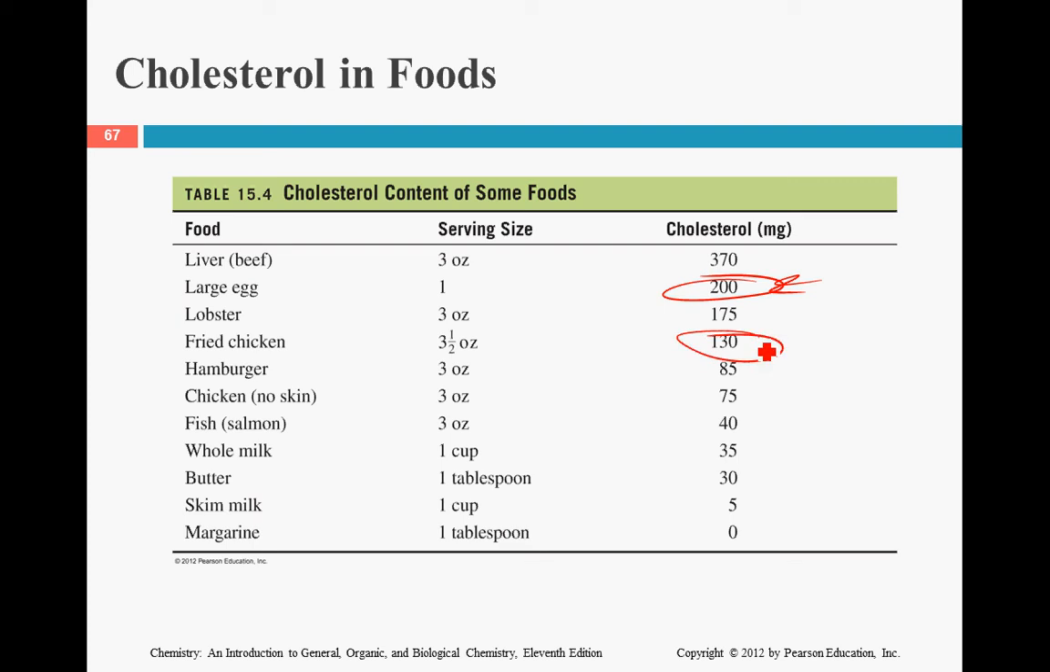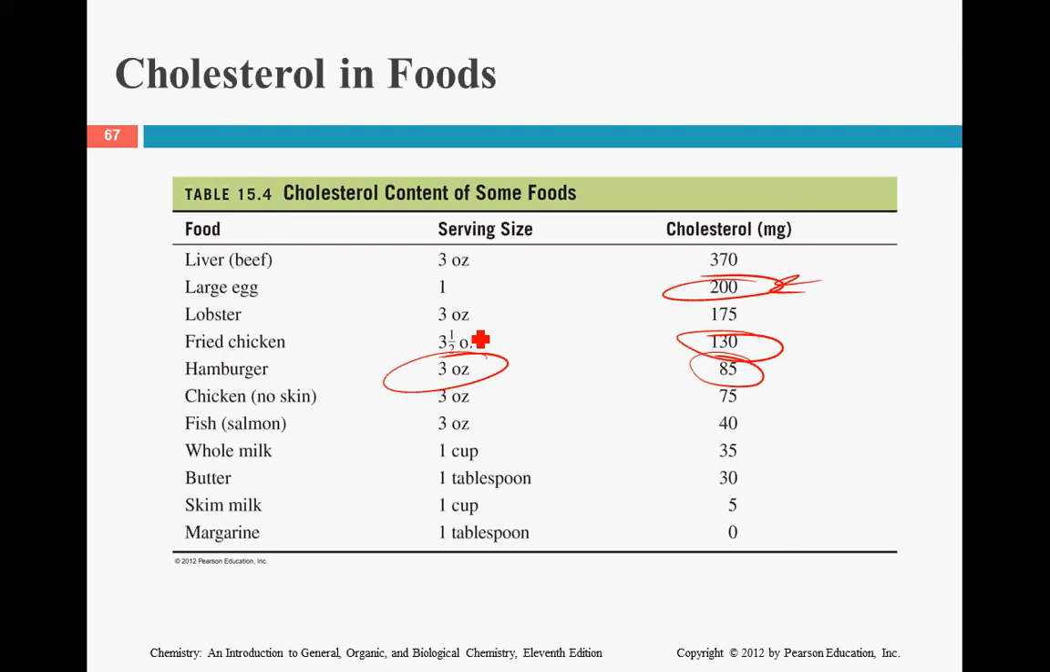Fried chicken is 130. A hamburger is 85, but it also has a lot of saturated fats in there too. Which means not only are you getting 85 milligrams from the hamburger itself, but you're also getting even more from what your liver is producing. Also, this is only for 3 ounces. It's considered a serving size.